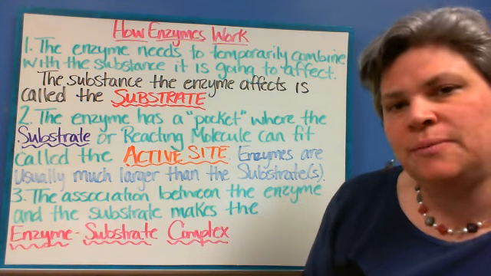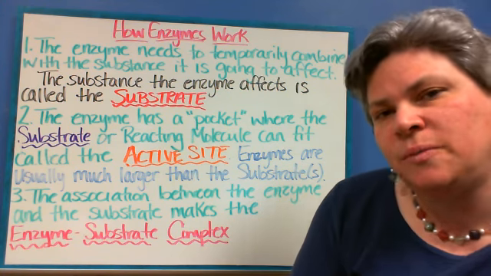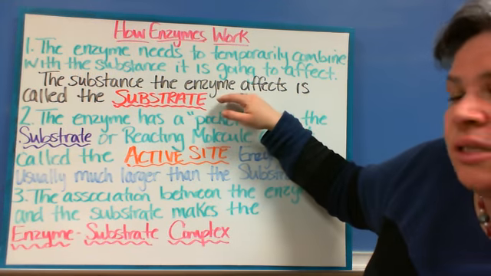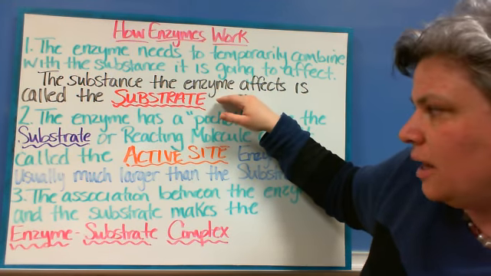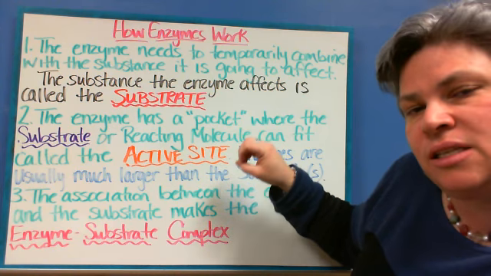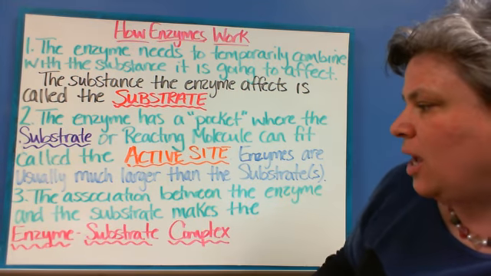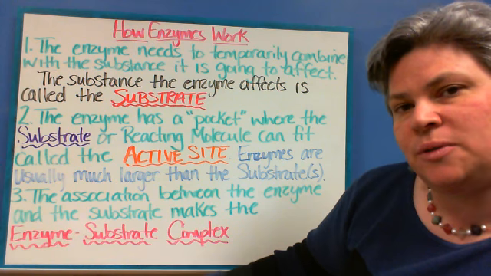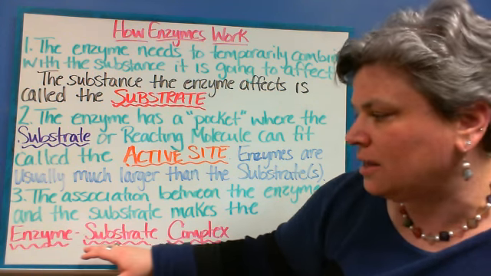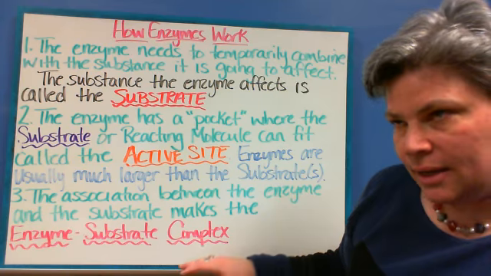So most of these names are relatively easy, but you have to make sure you remember them. So the substrate is what the enzyme works on. The active site is the part of the enzyme that's going to do the job. And when the enzyme and substrate come together, we call it the enzyme-substrate complex.